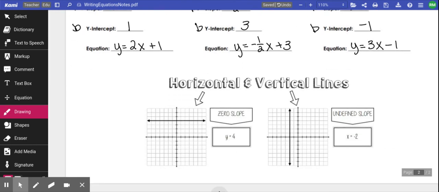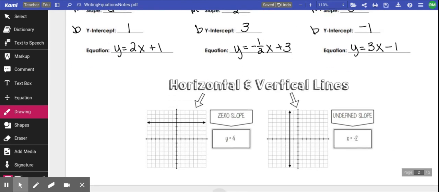Okay. Last but not least, just a reminder, horizontal lines, the equation will always look like y equals and then some number. So for example, y equals 4, it's going to be a horizontal line. It has 0 slope, and it will be at 4. A vertical line has an undefined slope, and it will always look like x equals some number. For example, this one is x equals -2, so it's going to be a vertical line which has an undefined slope at -2. Please email me if you have any questions.